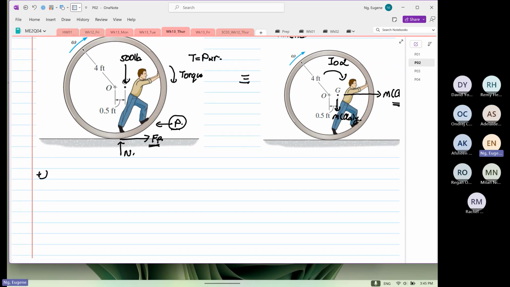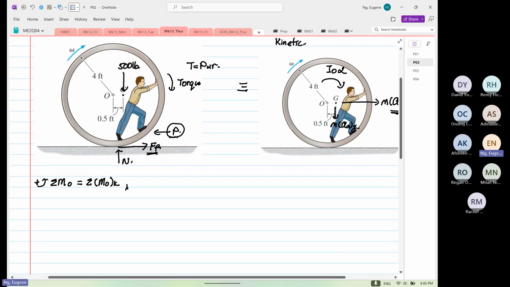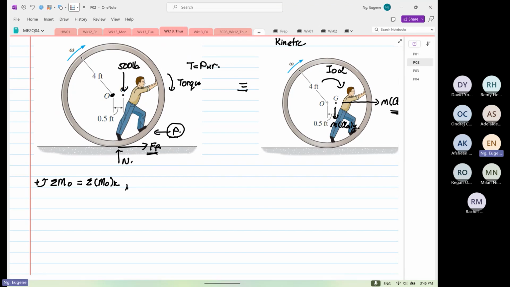So I'm going to do summation of moments about point O, the kinetic side. Okay, so we are going to take moments at point O. This is where we have point O, right? The first thing we realize is that FF is going to generate a moment, and it's going to be anti-clockwise.